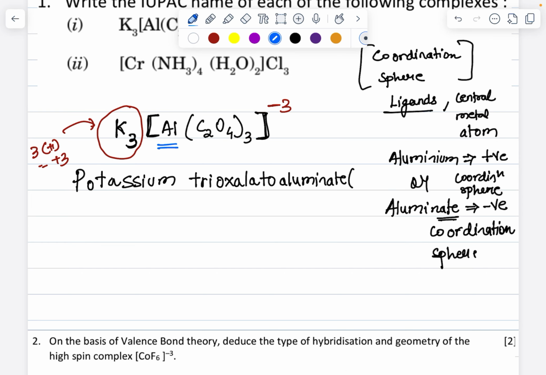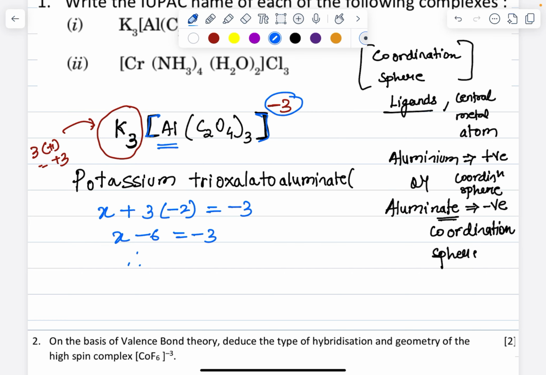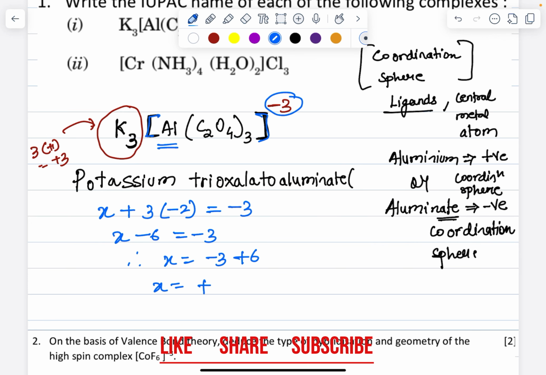So I'll form the equation for this. You can either write it completely, or just consider the coordination sphere by itself. There are different ways. You consider the potassium and equate to 0 when we form the equation. I'll put aluminium as X, since I'm finding the oxidation state. 3 oxalate ions, 1 oxalate has -2 charge, which is equal to the charge of -3. So X minus 6 is equal to -3. Therefore, X is equal to minus 3 plus 6, X is equal to plus 3.